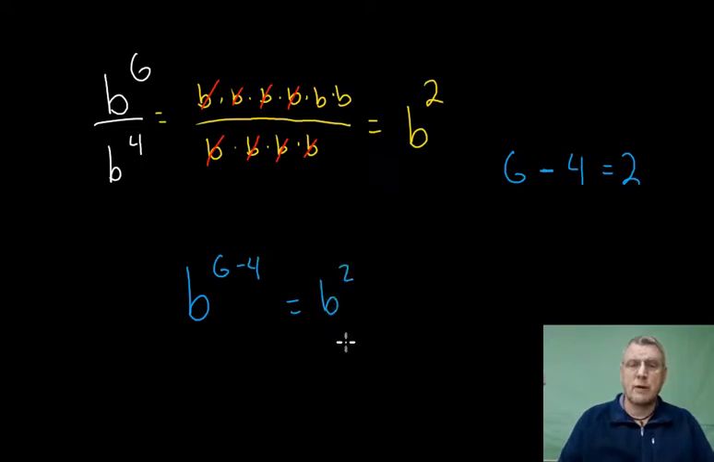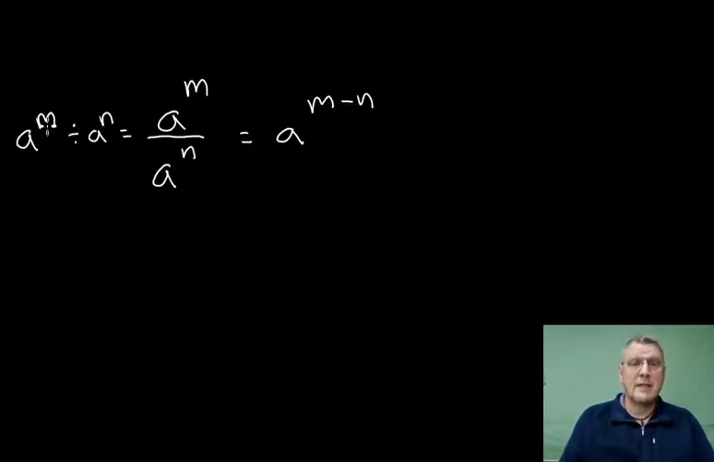6 minus 4 is a shortcut, and I can get b squared. And that will lead us to our general formula for this, where if I have a to the m divided by a to the n, or as a fraction, a to the m over a to the n, that is going to equal a to the m minus n. And that works with any numbers.